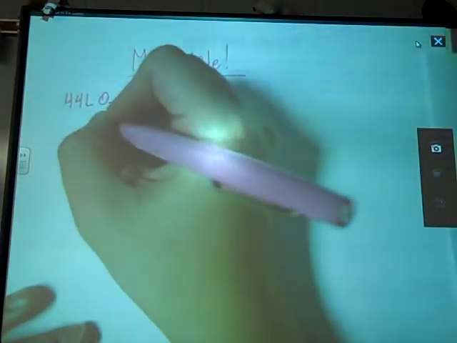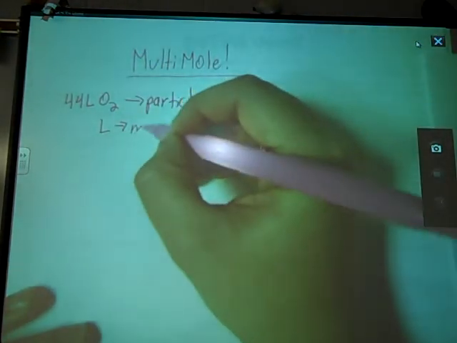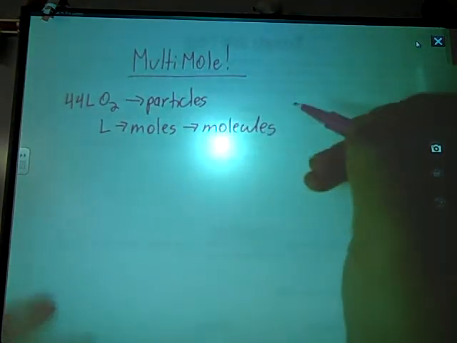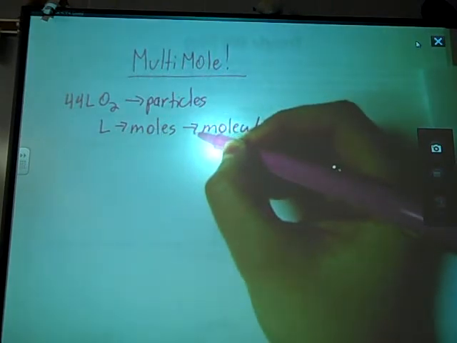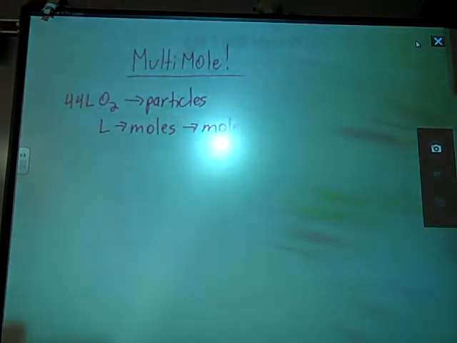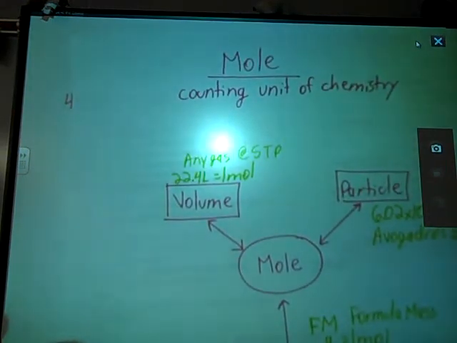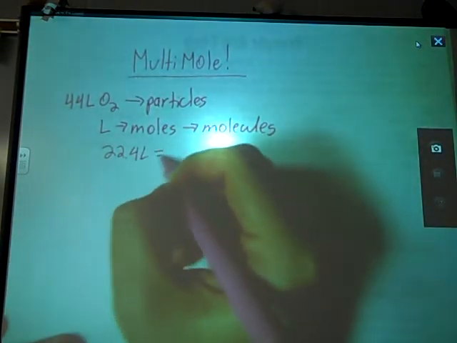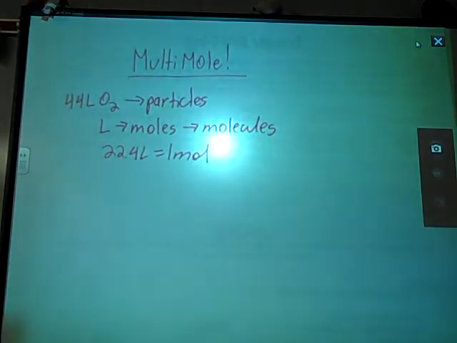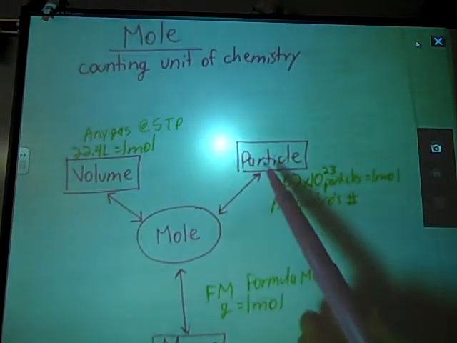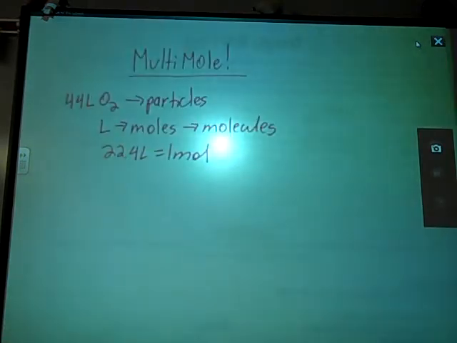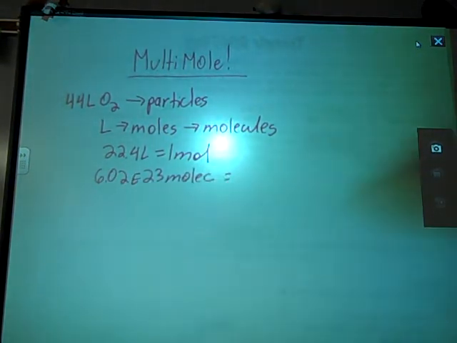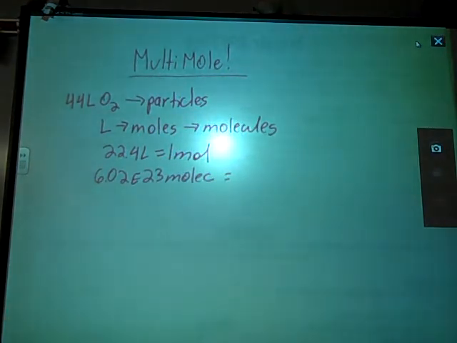So again, I'm going to have to go from volume to moles, then on to molecules. 2 steps, 2 conversion factors. The first one, from liters to moles. Remember, any gas at standard temperature and pressure has a volume of 22.4 liters per 1 mole. So there's my first conversion factor. Now I need my second step, from moles to particles, and I use Avogadro's number, 6.02 times 10 to the 23rd molecules. I usually abbreviate molecules M-O-L-E-C because M-O-L is mole.